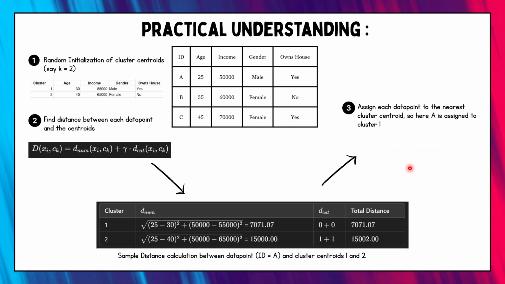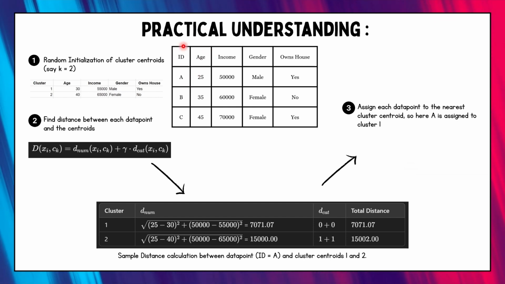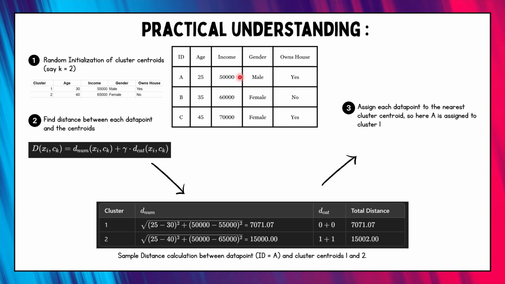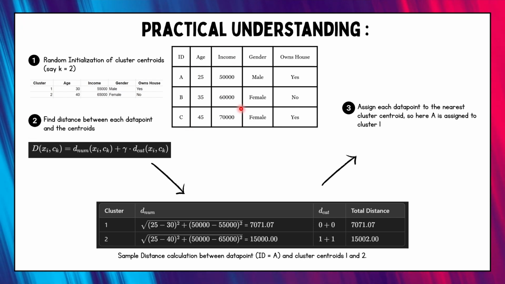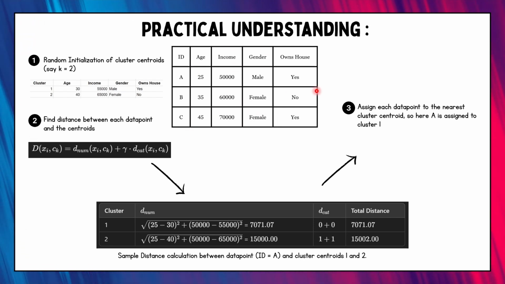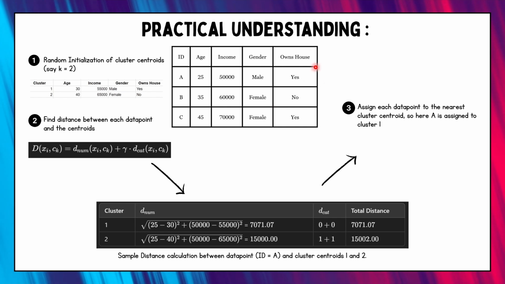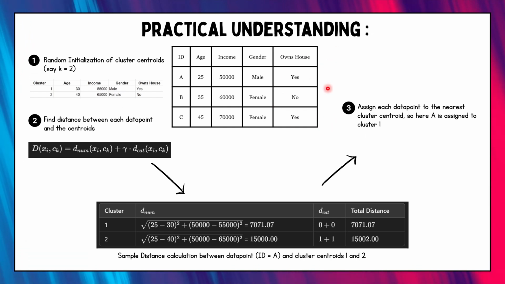Now, moving on to the practical understanding. Here we are going to see a very small use case where we will try to dive deep into how K prototypes works. So here I have this very small data set with age and income being the numerical columns. Gender and owns house are the categorical columns. We don't have an ordinal column over here, but we will be dealing with one in the hands-on session, so don't worry about it, okay?